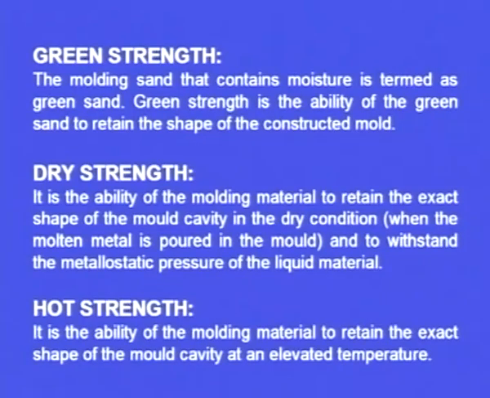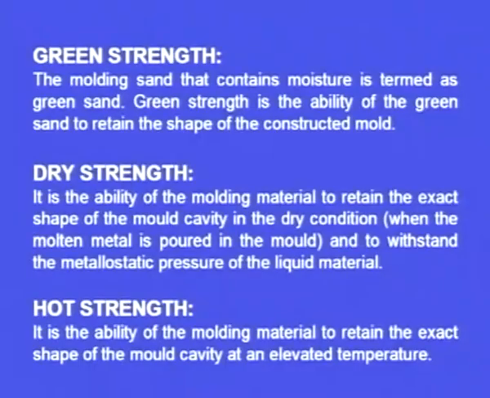Yes, immediately when we pour the molten metal, the moisture will be evaporating. It is possible some sands may have good green strength, but the moment the moisture is evaporated, they may lose the strength. But a good molding sand should have good dry strength, means even in the absence of the moisture, even when the moisture is evaporated due to the pouring of the molten metal, it should have good strength. It should retain the shape of the cavity. It should retain the force created due to the pouring of the molten metal. That is the strength. That is the dry strength.